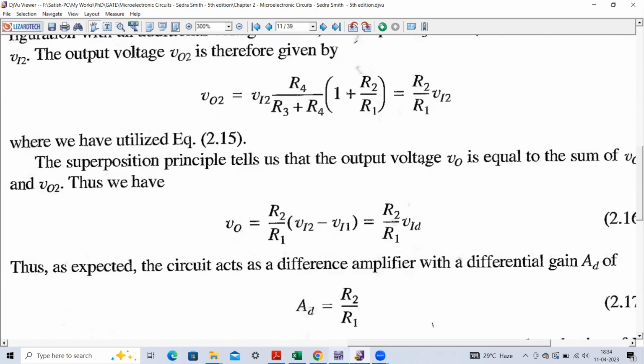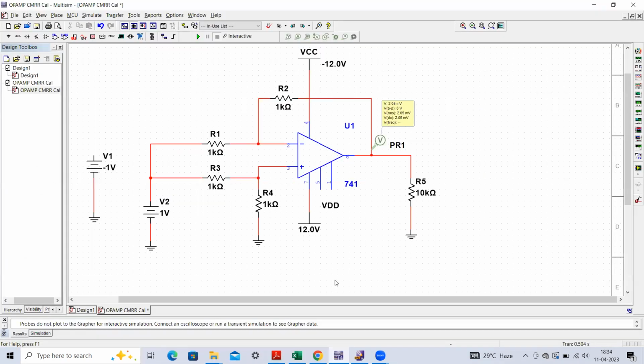Now let's see how to implement the same circuit and how to measure these parameters. I have implemented this circuit in MultiSim. Here you can see I have taken this 741 OPAMP.